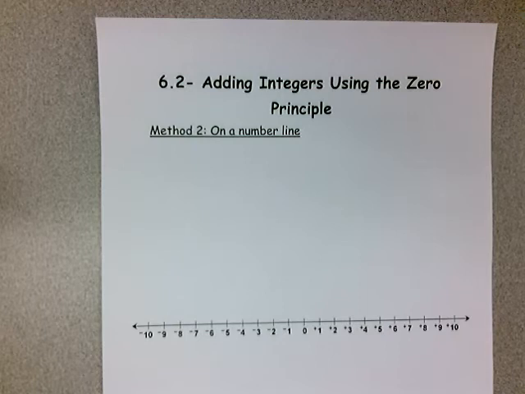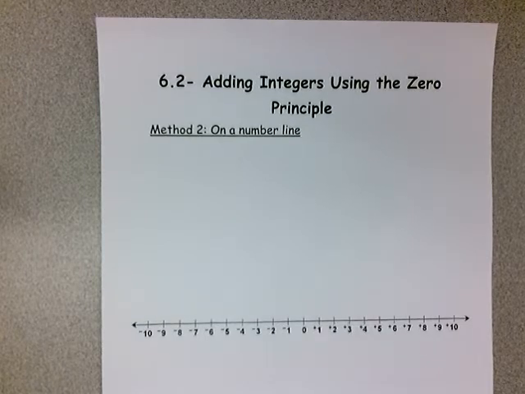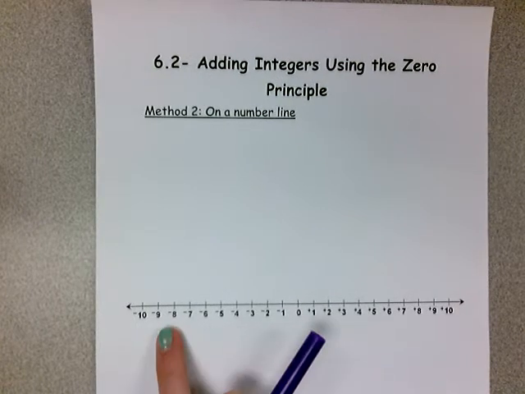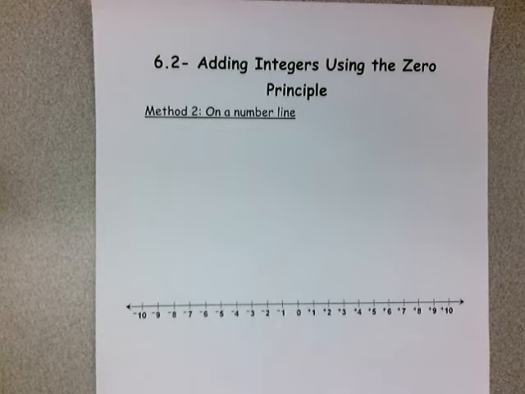So we just learned how to model addition of integers with counters. Now I'm going to show you a different way that you can model it. You are going to have to know both of these ways for your test. So when you're looking at a number line, most of you will have recognized that in the middle, you usually start with 0. The numbers to the left are negative and they increase as you go to the left. And the numbers on the right are the positives.